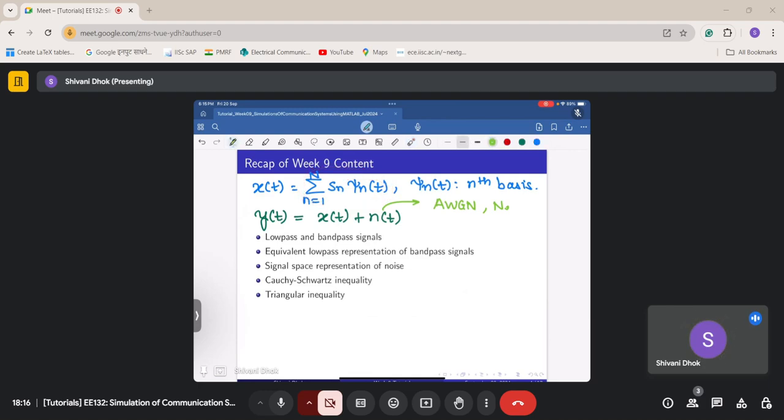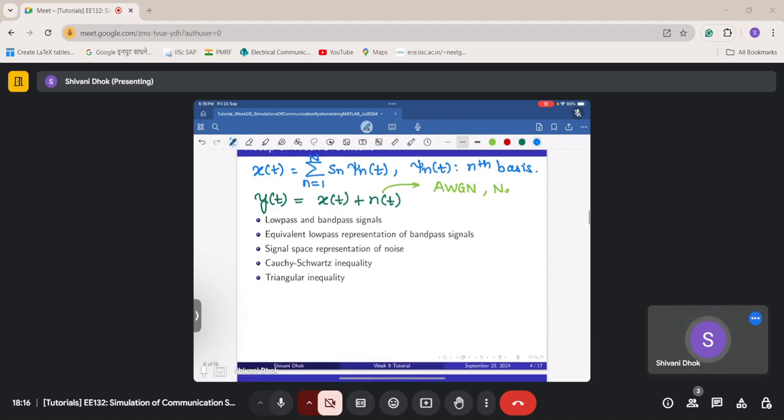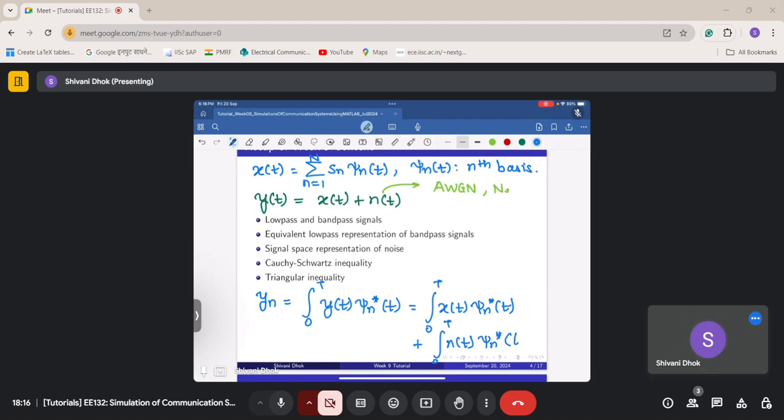So for that, we project this signal on each basis. That will give me the nth component of this particular y. So we say y of n is the integral 0 to T of y(t) into psi n conjugate of t. When we do this, we get the integral 0 to T of x(t) psi n conjugate of t, plus the integral 0 to T of n(t) psi n conjugate of t. Okay, this is what we get. And this thing we write as x n plus n n.